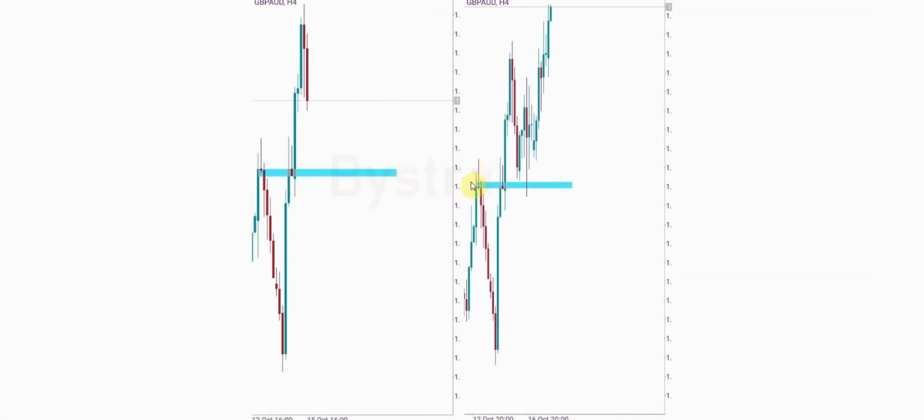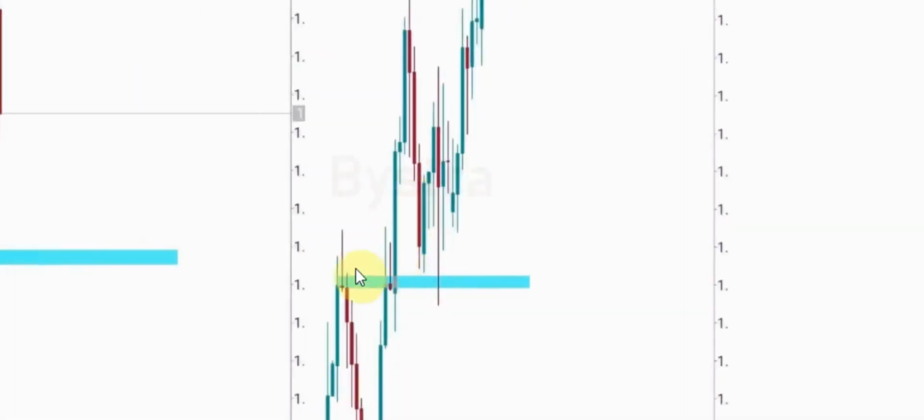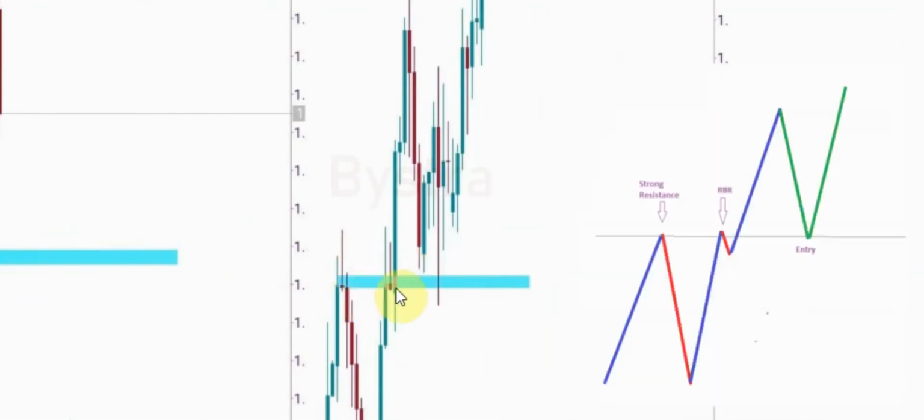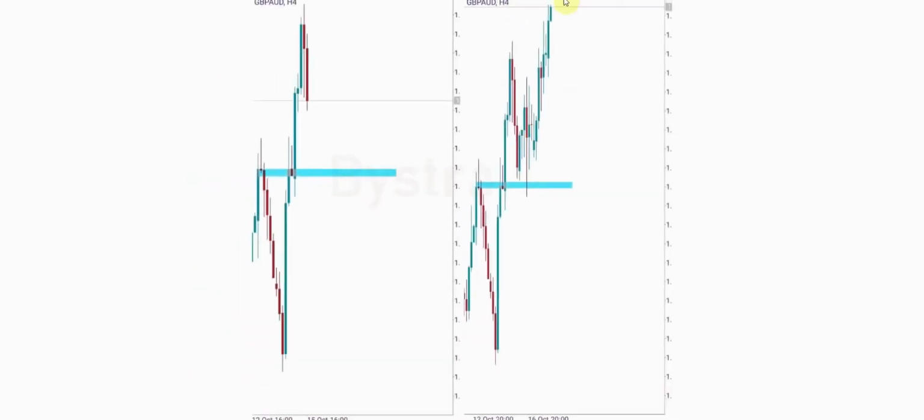Same as here. We have a wick here, but you can see price isn't even interested in retracing to the wick. And price came back to the strong resistance on the same line as the rally-base-rally and continued flying.